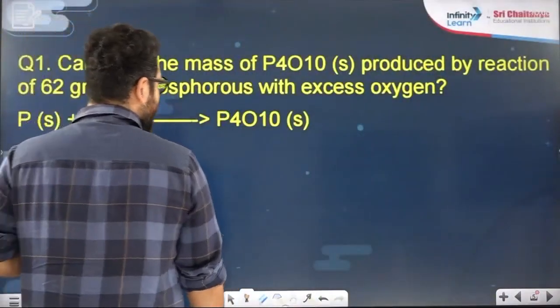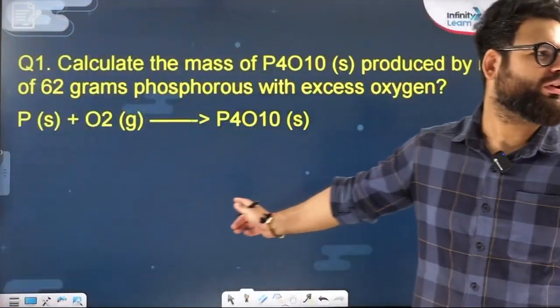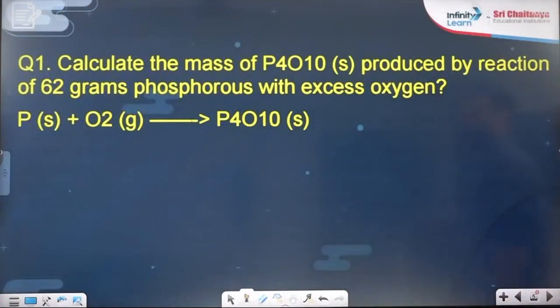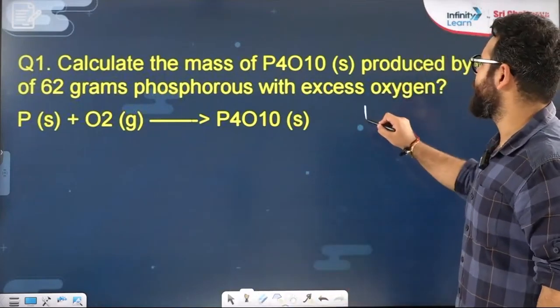Look at this one. Do you want to try this? Quickly try this and do yourself. Molar mass of phosphorus, if anybody wants to know, it's 31 gram.